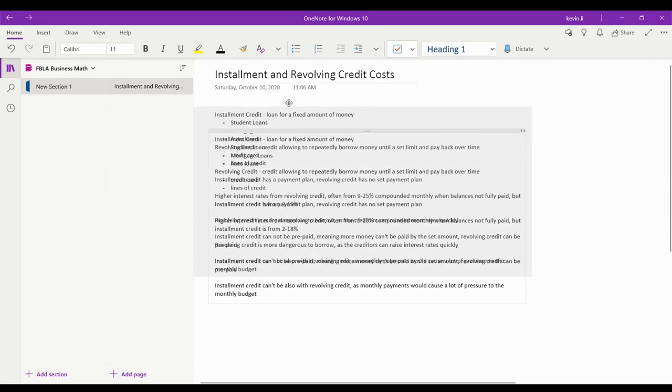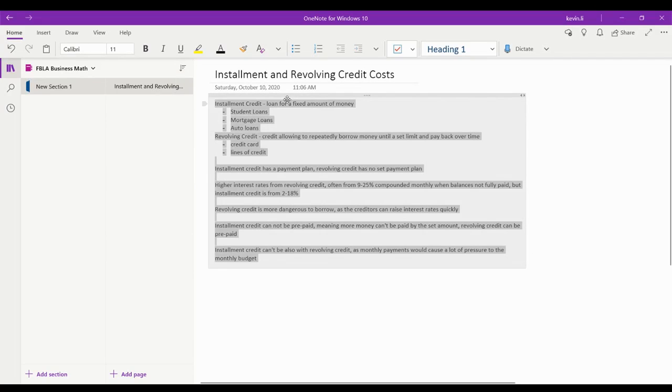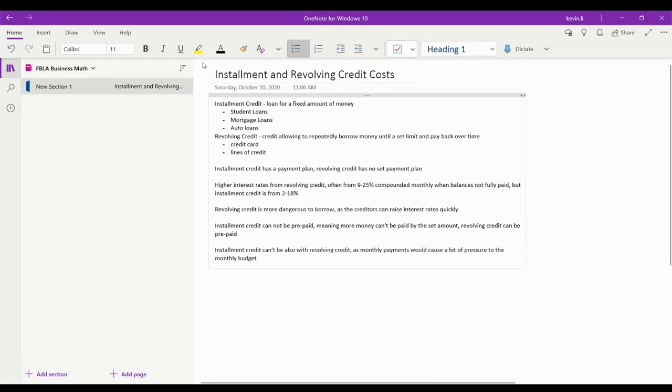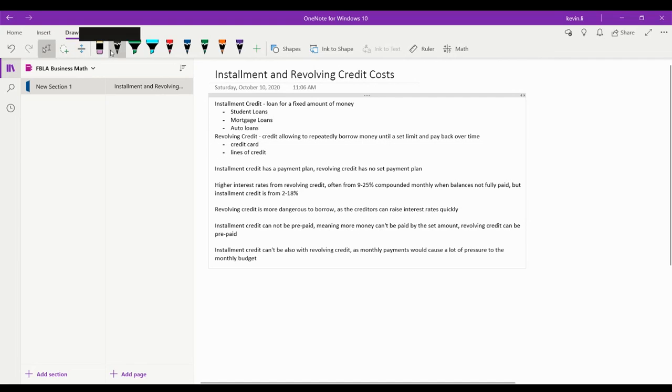Hello. Today we will be talking about installment and revolving credit cards. So the first thing we need to know is the definition of installment credit and revolving credit.